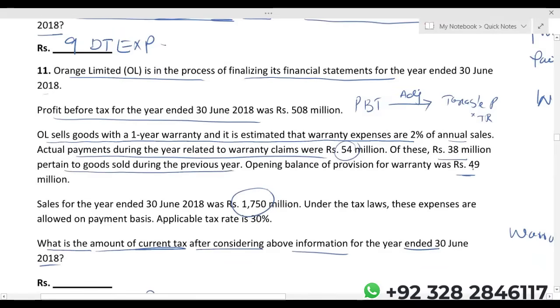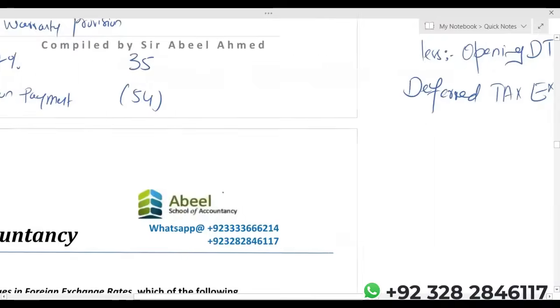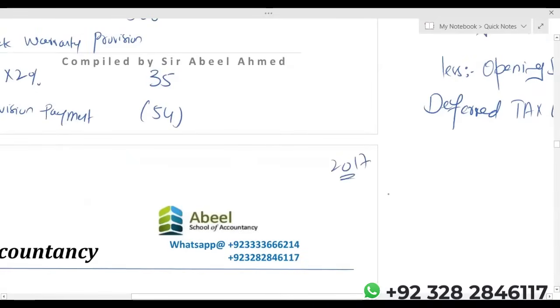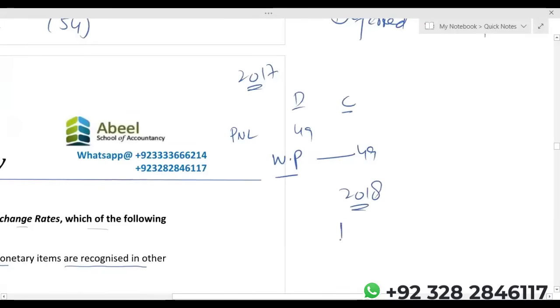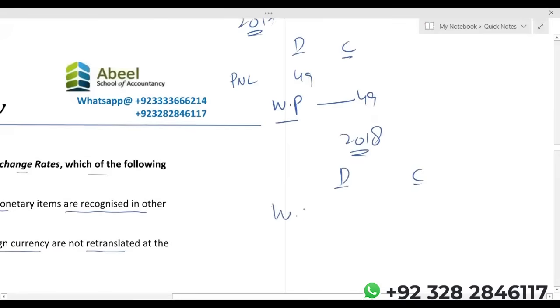Now please try to understand. Orange Limited gives warranty only for 1 year. Previous year provision was 49 and actually we made a payment in the current year of only 38. Now you need to understand one thing. Previous year, in 2017, actually P&L was debited by 49 and warranty provision was credited by 49. In 2018, what happened? Entire warranty provision 49 debit, but actual payment was only 38.